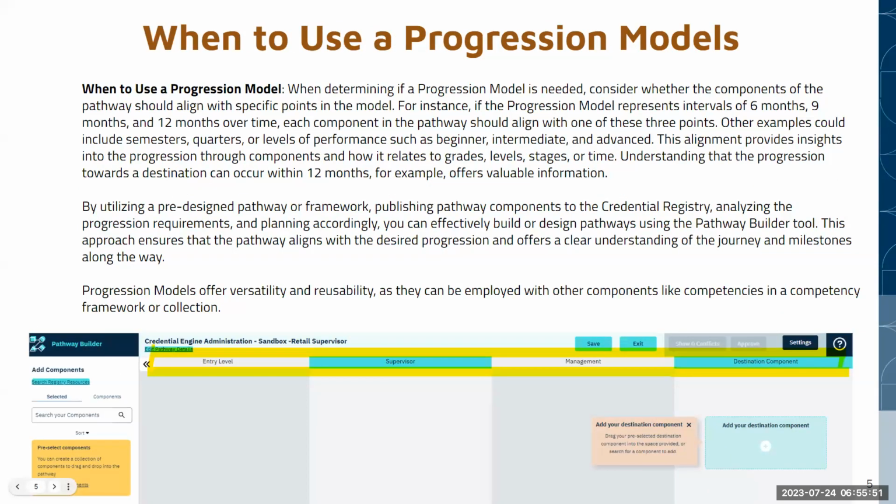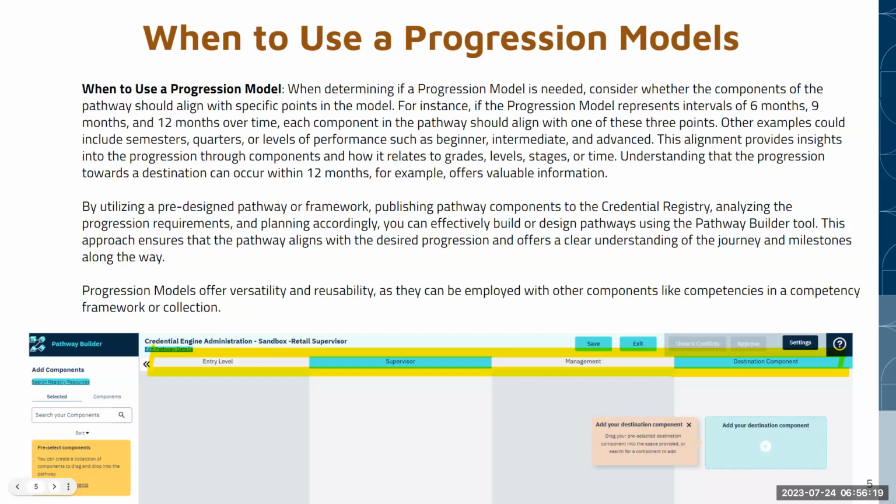When determining if a progression model is needed, consider whether the components of the pathway should align with specific points or levels in the model. For instance, if the progression model represents intervals of 6 months, 9 months, and 12 months of time, each component in that pathway will align with one of these 3 points, again, except for the destination.